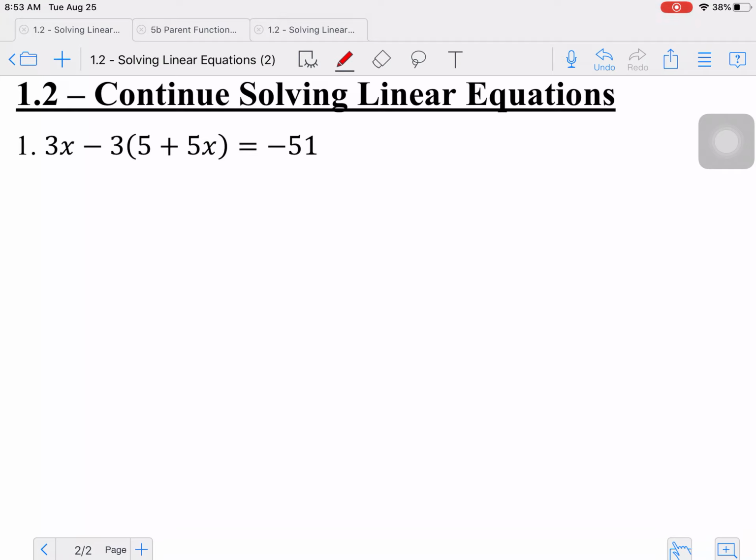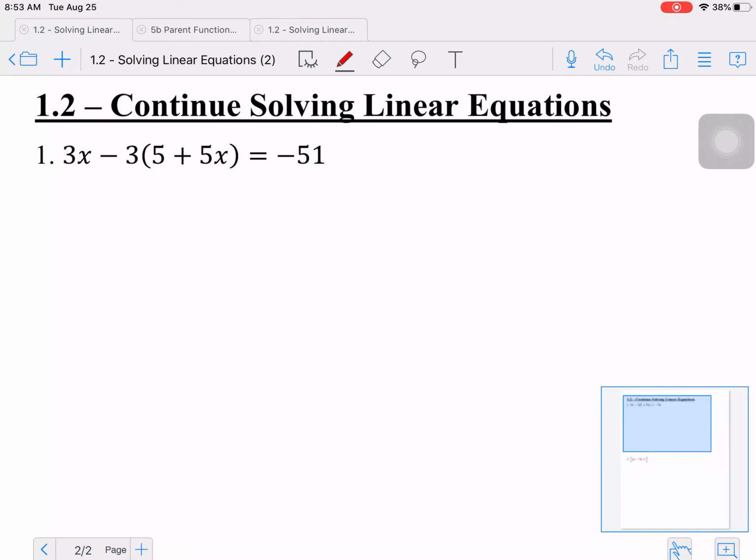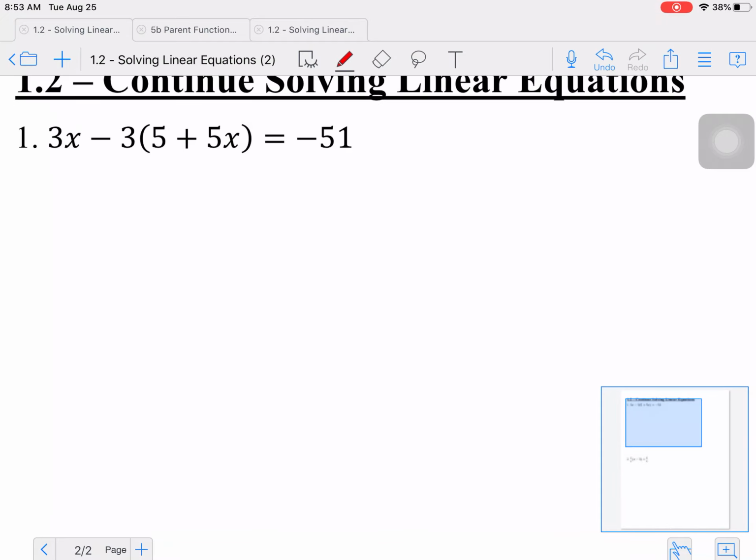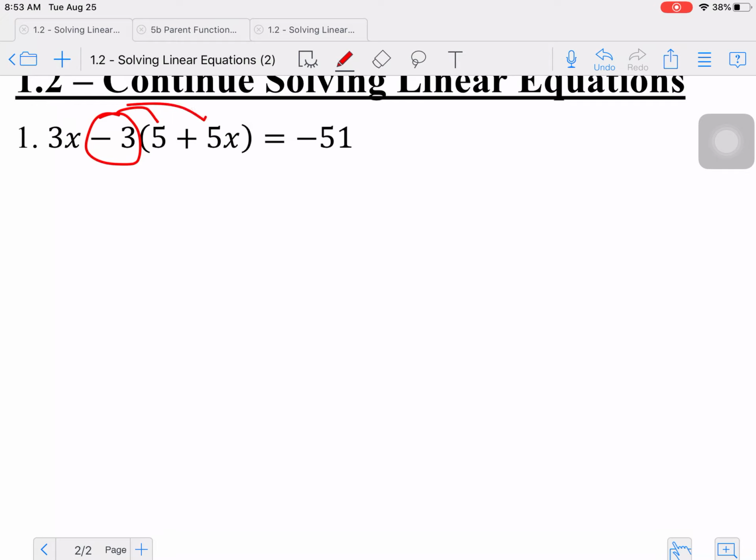All right, so as you can see, I have a more complicated example here. But again, we're going to follow the same process. So the first thing, do I need to simplify? And the answer is yes. I see that there's a -3 in front of a parentheses. So I'm going to go ahead and distribute that -3. Okay, and remember, you want to get the whole -3 and distribute it to everything that is inside that parentheses. All right, so let's go ahead and rewrite the example.